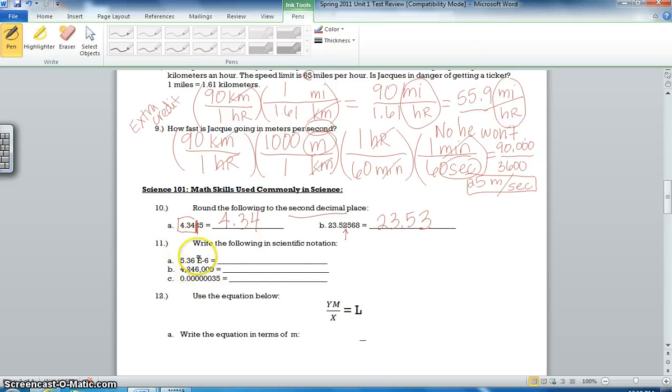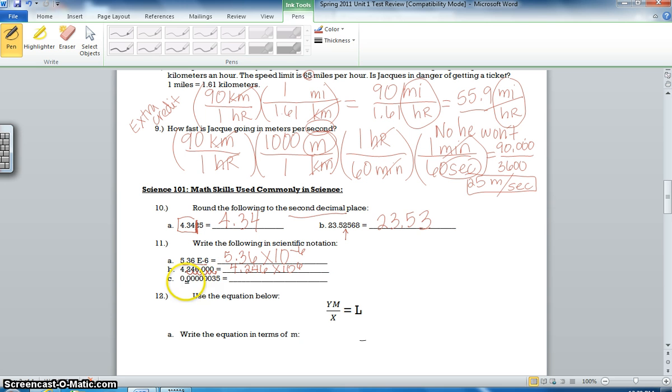Okay, scientific notation. That seems to be how you would enter it in a calculator. You're going to use that E button. But what that really means is 5.36 times 10 to the negative 6 power. All right, letter B. Decimal lives right there. I'm going to move it over 1, 2, 3, 4, 5, 6 spaces. So I get 4.246 times 10 to the positive 6 this time.